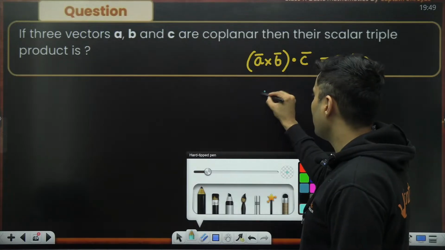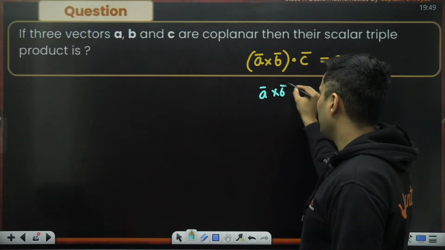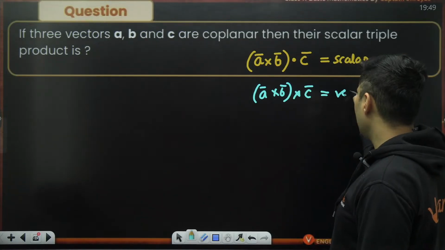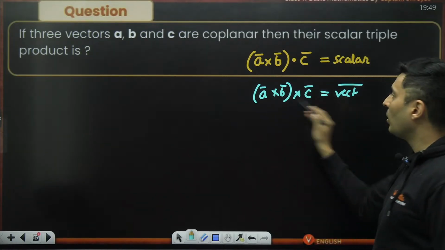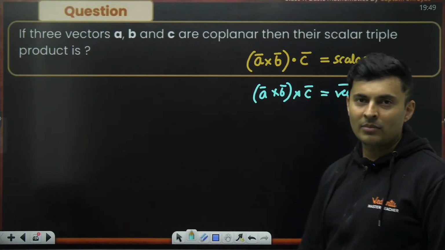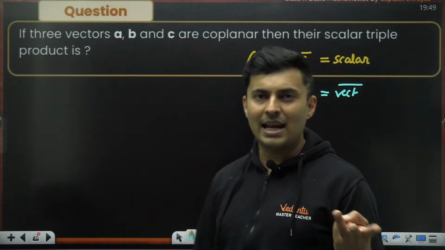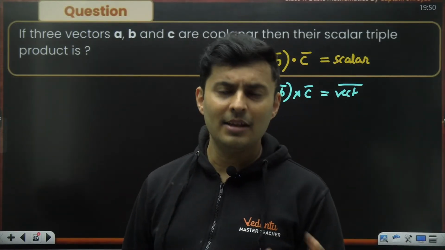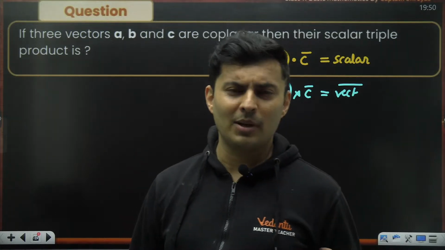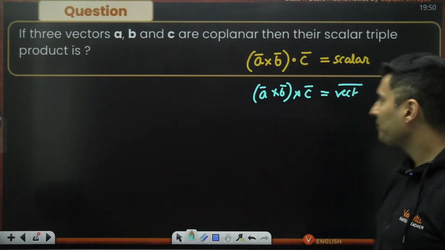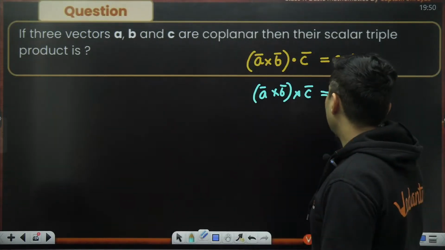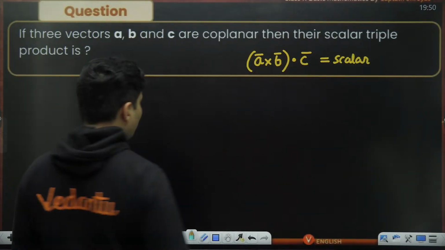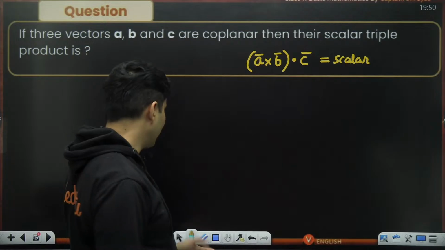Vector triple product means you take a vector with another vector, cross it, and again cross it, then the answer will be a vector. That will be called vector triple product. Obviously, when you multiply three vectors, the answer will be a scalar or a vector. If the answer is a scalar, scalar triple. If the answer is a vector, vector triple. Logic is simple. So this is a scalar triple product. What is the scalar triple product going to be if they are coplanar vectors?